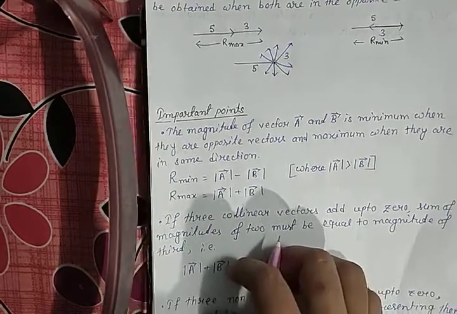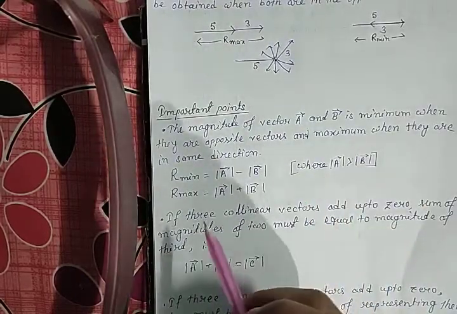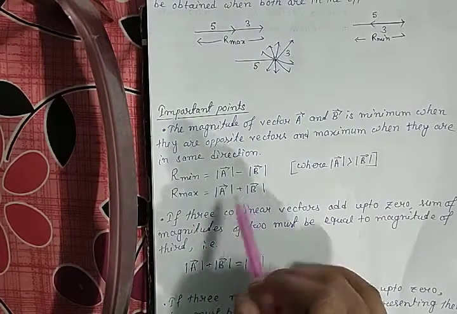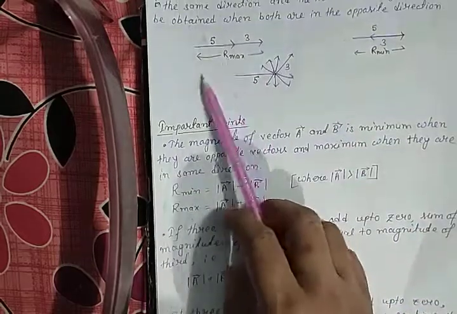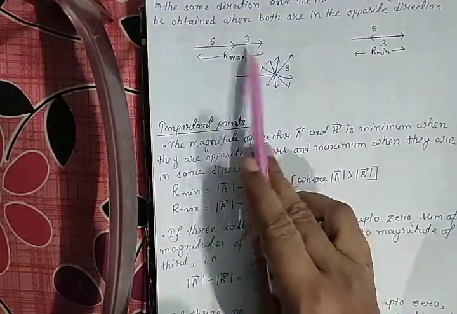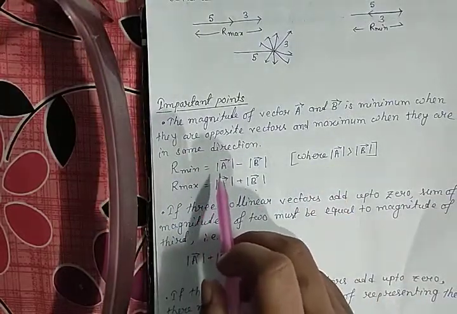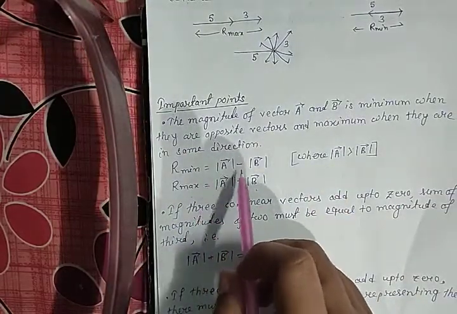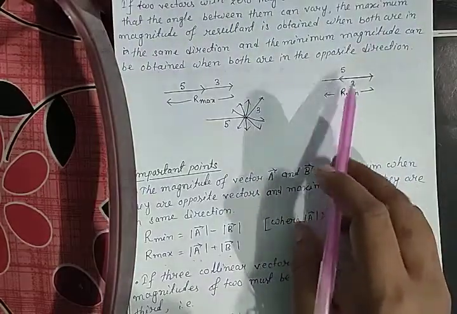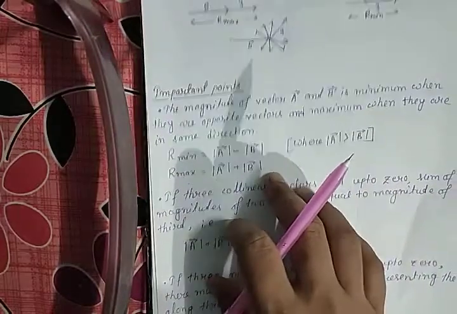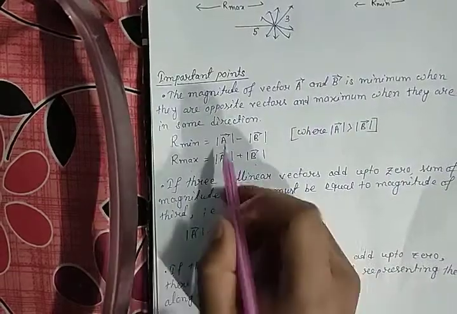When these two vectors are in the same direction, their magnitudes will add up, and the maximum value will be mod a plus mod b. Here, 5 plus 3 is equal to 8. Their resultant will be minimum when they are in the opposite direction, and in that case their magnitudes will be subtracted. So here, 5 minus 3 is equal to 2 units. So R min is equal to mod a minus mod b.